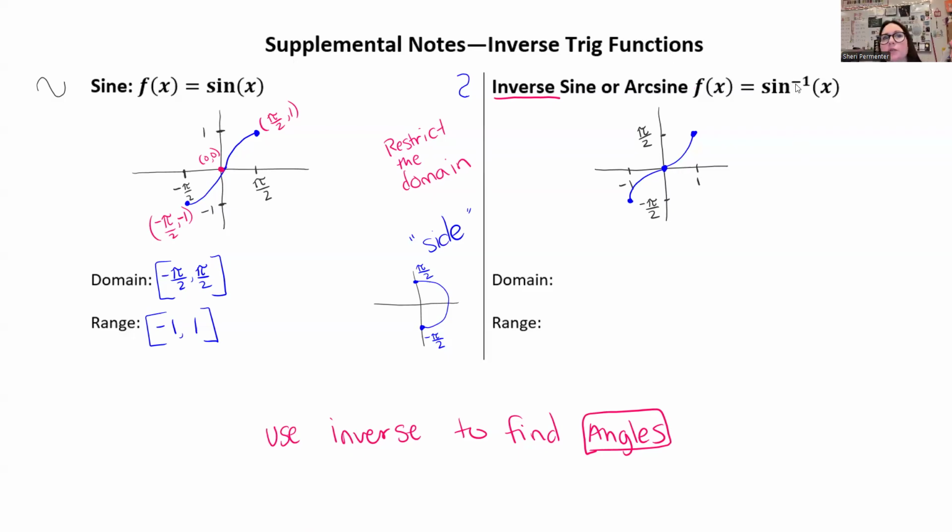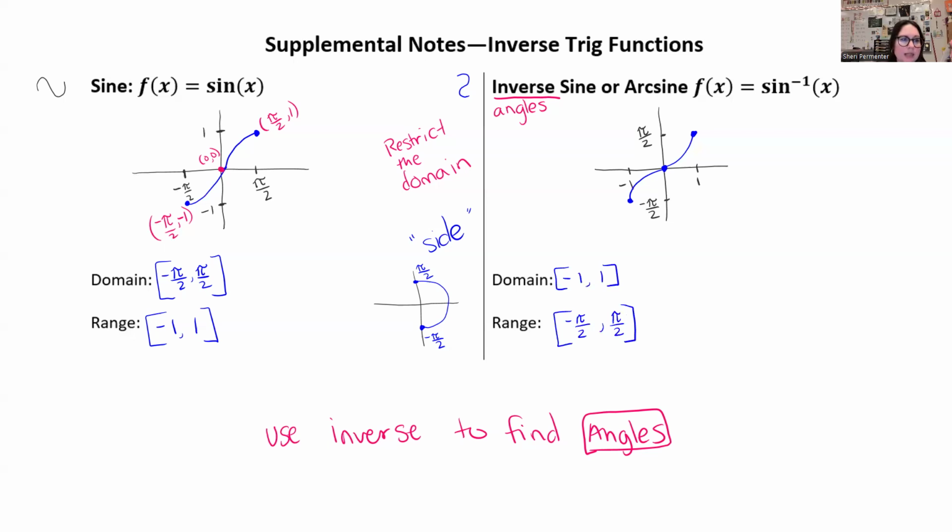And this is the symbol for it. You've got the little negative 1. It's not raised to the negative 1 power. It is inverse. The word we need to think of when we think of inverses is that inverse has outputs that are angles. So if I have this as my domain and this is my range and I switch x and y, my domain and my range are also going to switch. So my output now is angles. I have negative pi over 2 to positive pi over 2. And my domain flips to negative 1 to 1.